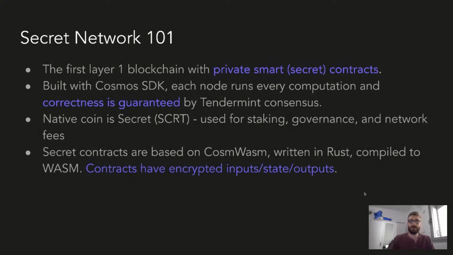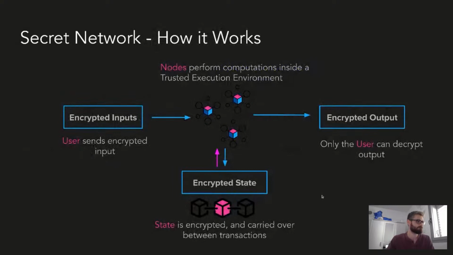So as I said, we have something we call secret contracts, which are basically smart contracts, but they perform computations on encrypted data. I haven't mentioned it, but the network is built on top of Cosmos SDK, the same as Terra. The contracts run on top of CosmWasm, written in Rust, and all this code should be pretty familiar to you.